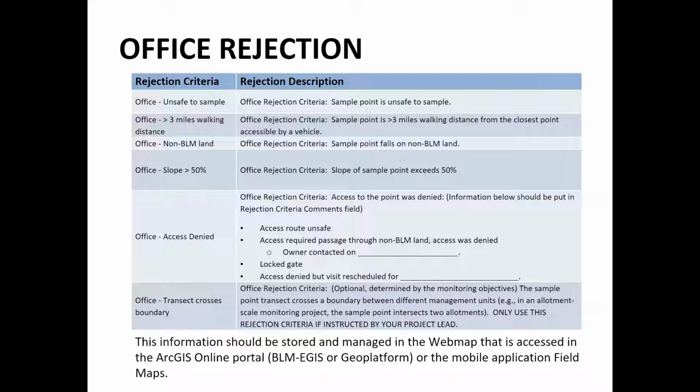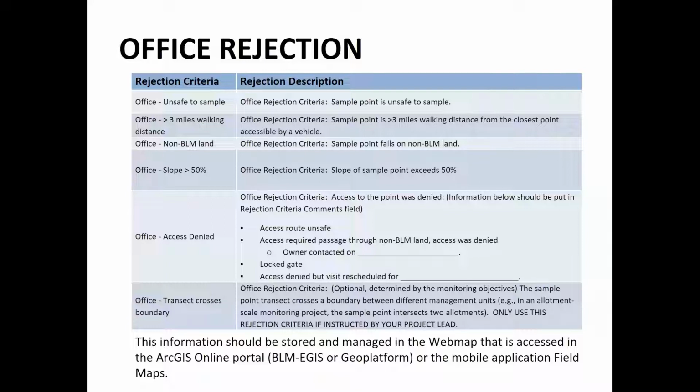Office rejection for slope is tricky. Often a digital elevation model, or DEM, is used to measure the slope, but they are fairly imprecise. So a plot that you may be able to safely sample, especially if you implement the moving criteria that we'll discuss in a little bit, could end up being rejected based on the DEM. Plots should be rejected for slope in the office only if it's obvious that they can't be sampled. For example, there are clearly very steep cliffs with no adjacent gentler slopes.